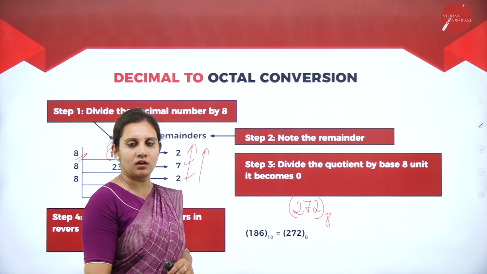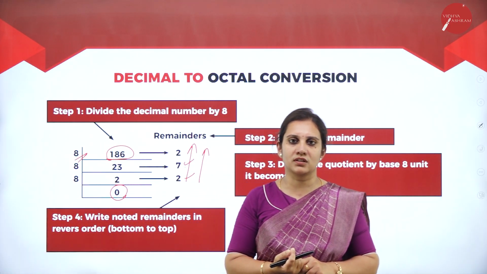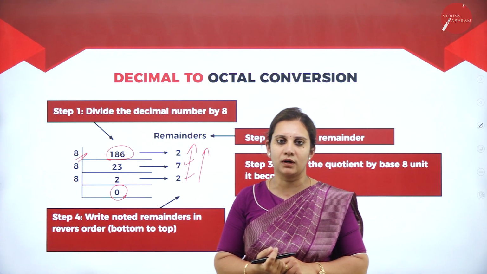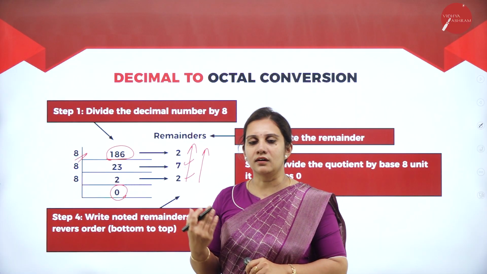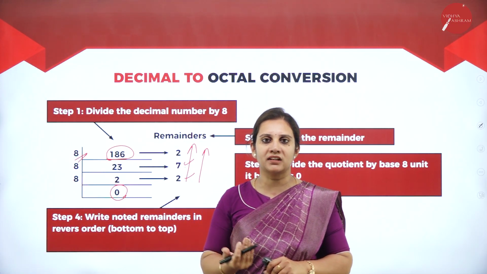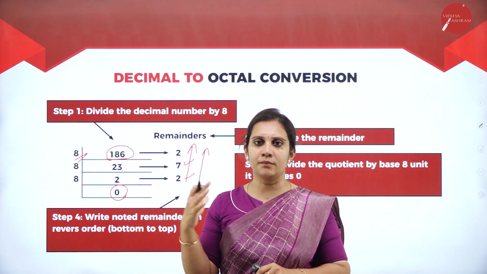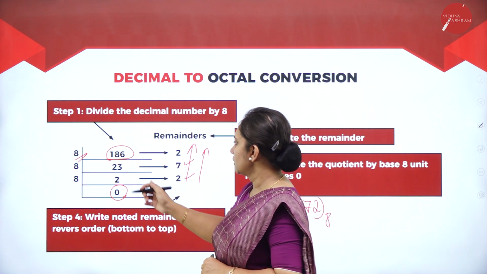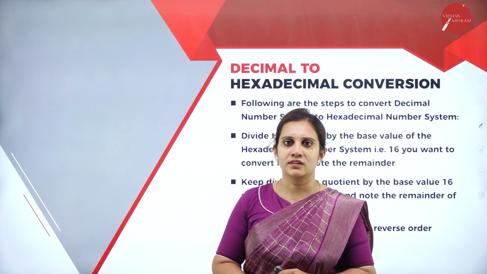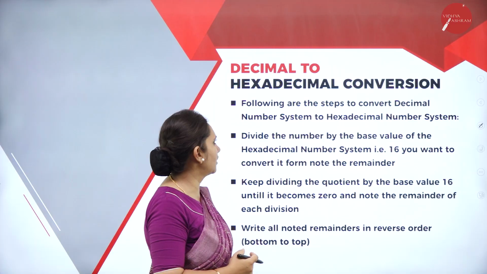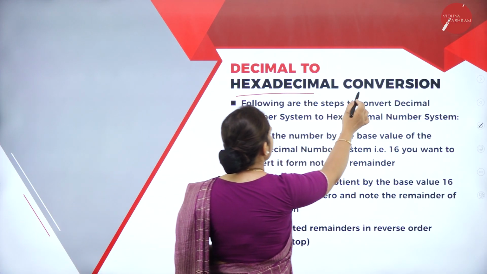So this is the methodology to convert from decimal to octal, dividing the given number. This method we can also call the LCM method in your mathematics. If you have learnt the LCM method in your lower classes, the same method we are following here. The quotient will be here and the remainders will be here. Hope it's clear. Now let us understand one more method of conversion, that is decimal to hexadecimal conversion.